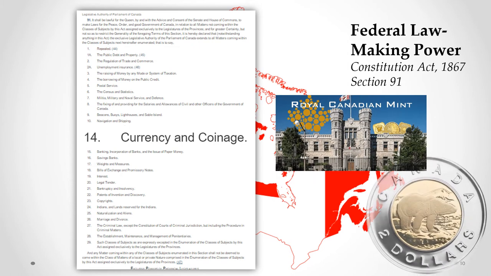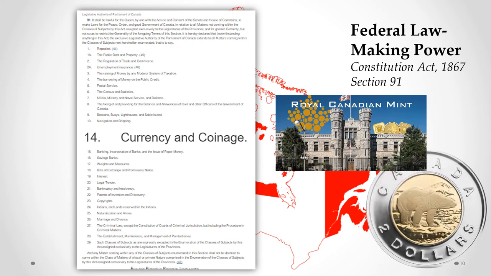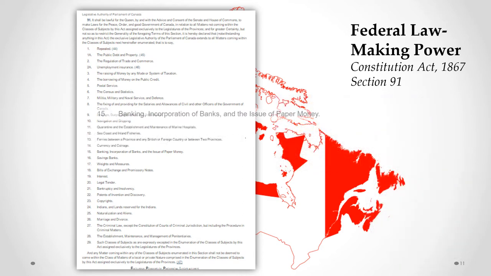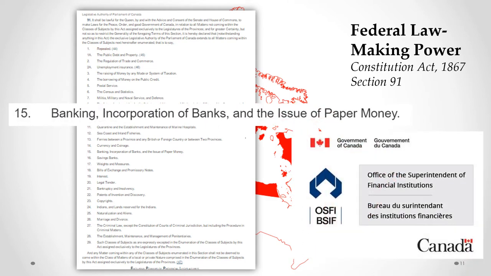Currency and coinage is issued by the federal government through the institution called the Royal Canadian Mint. The banking industry is regulated by the federal government under 91(15). The specific legislation is called the Bank Act, and the government agency is the Office of the Superintendent of Financial Institutions, or OSFI for short.